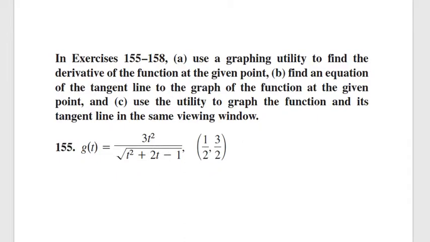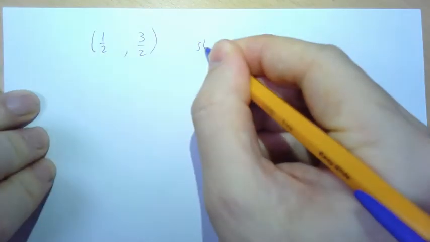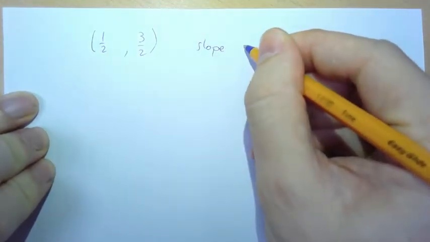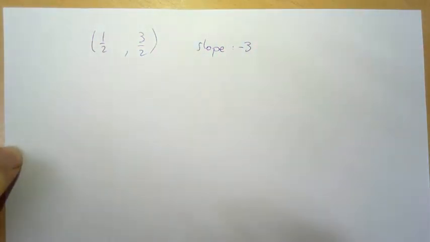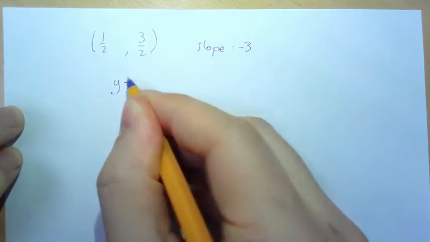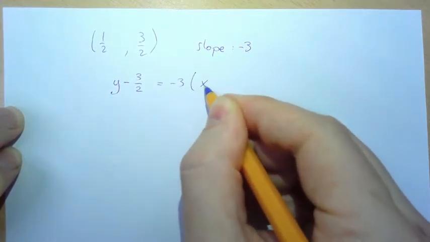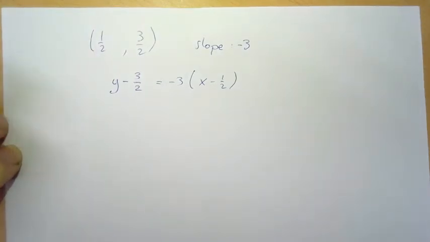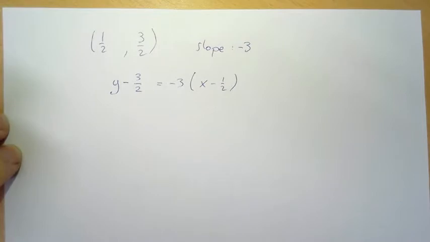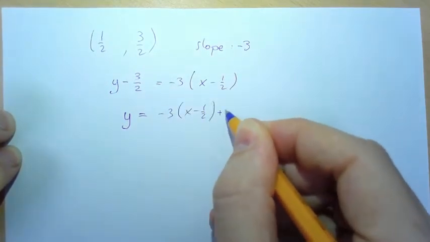Okay, so from here we need to work a little bit. We know now that the slope is -3. We have a point, so we can find point slope form. The equation of the tangent line is y minus 3/2 equals -3 times x minus 1/2. This is perfect. We could stop here, except that we have to graph it in our TI Nspire, so we can't plug such an expression in. We need to solve for y equals -3 times (x minus 1/2) plus 3/2.